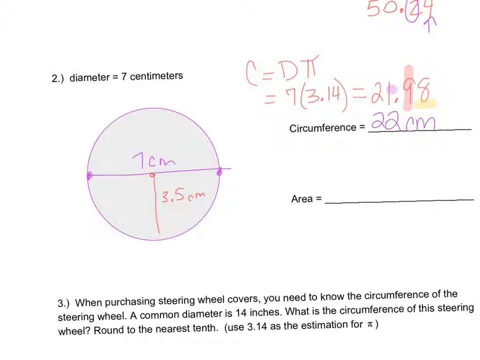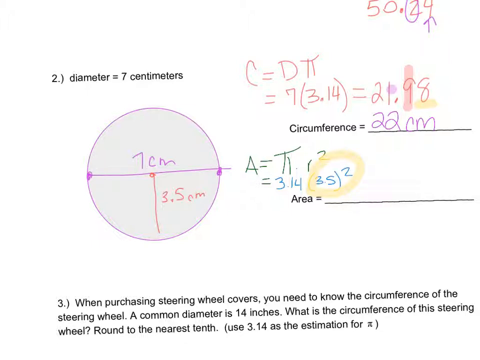Then we go ahead and do the area, and we know that area is pi times the radius squared. Well, who's the radius? 3.5. So I know that I'm going to do 3.14 multiplied by, and this is the part that people make a mistake on, 3.5 squared. Order of operations says you must do exponents before multiplying. So you must do 3.5 times 3.5 and then multiply it by 3.14. And what do we get?